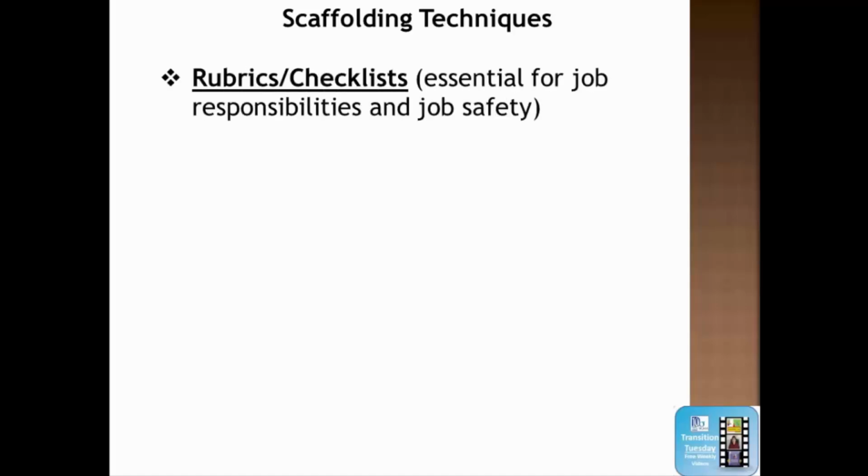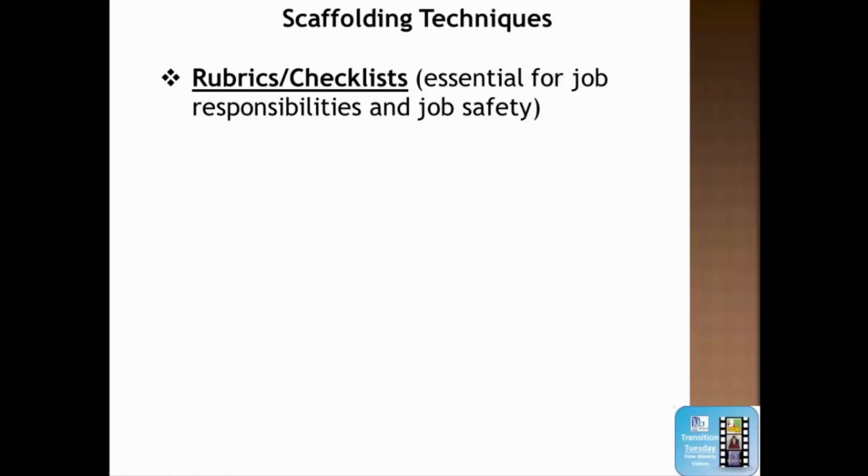In order to teach students these prerequisites, here are some scaffolding techniques. Make sure each student has a specific job responsibility, job safety, rubric, or checklist. An example of a specific job responsibility for a janitor or a cleaner would be clean building floors, gather and empty trash, service, clean, and supply restrooms.